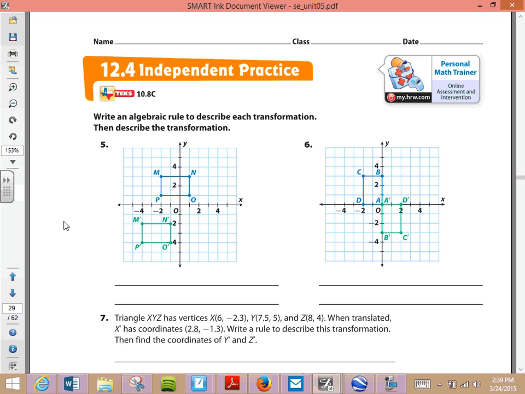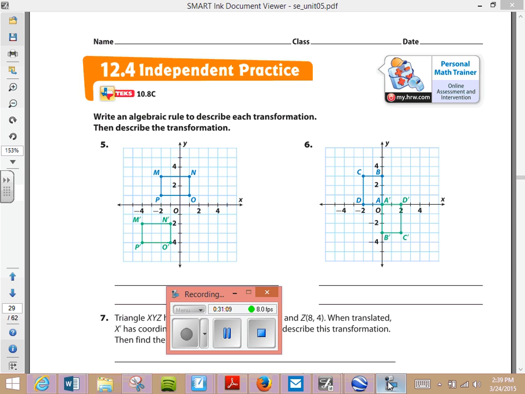Yes, the whole front page, not the back.